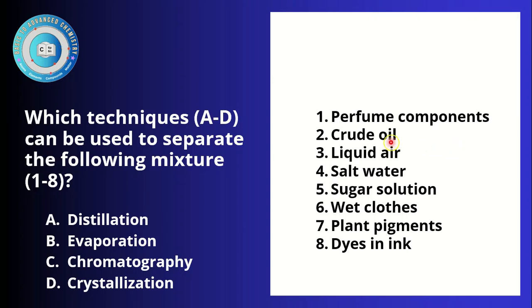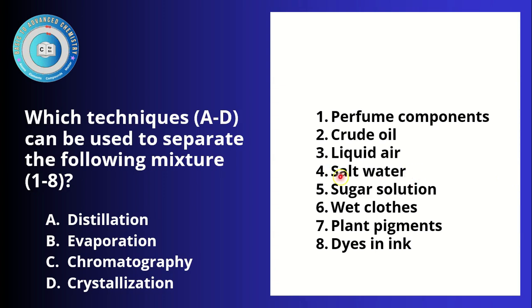The other is crude oil. Crude oil is a mixture of different hydrocarbons. These hydrocarbons have different boiling points. So these components are separated by using distillation. The best technique for this one is fractional distillation. Again, liquid air also contains a mixture of different gases. These gases have different boiling points. So this can be separated by using distillation. The best technique is fractional distillation.